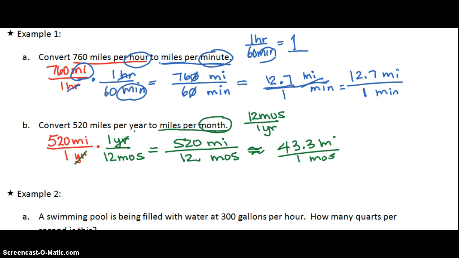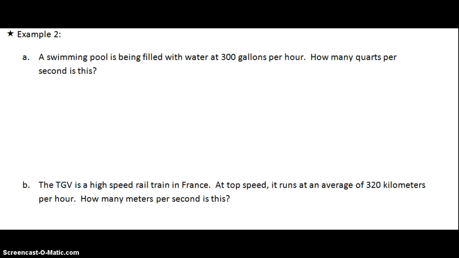All right, let's move on. Example 2. A swimming pool is being filled with water at 300 gallons per hour. So I'm just going to go ahead and write that down before I even read. Gallons per 1 hour. That's the rate per hour. So I know that's an understood 1 hour. All right, let's change colors now to read the second half of the question.